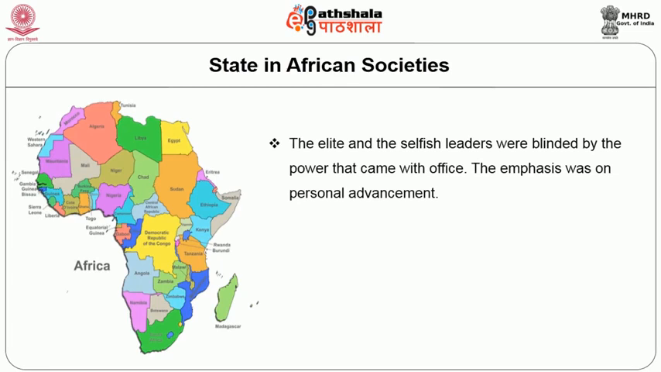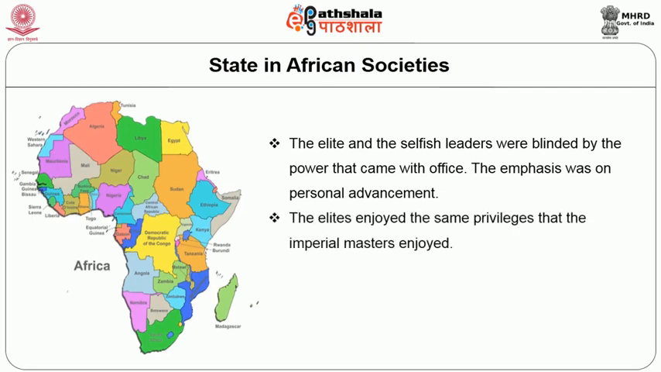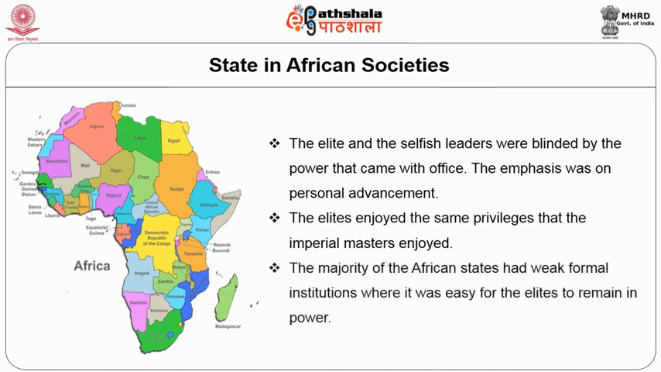The elite and the selfish leaders were blinded by the power that came with the office. The emphasis was on personal advancement. The elites enjoy the same privileges that the imperial masters enjoyed. The majority of African states had weak formal institutions where it was easy for the elite to remain in power.